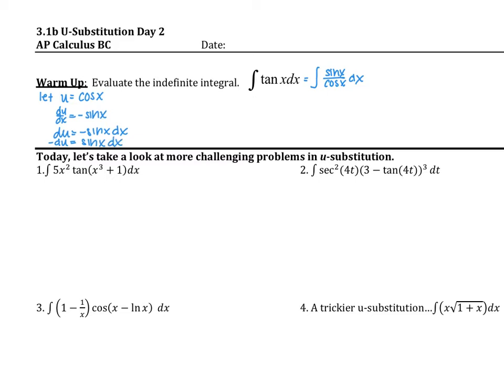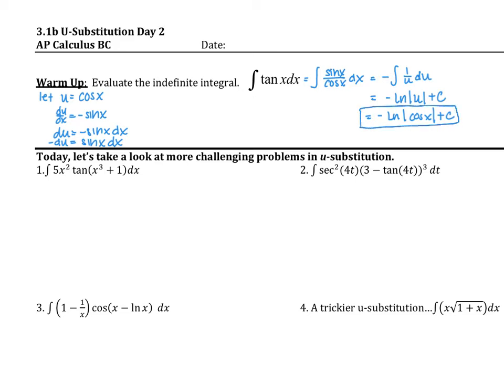Okay, so what we have then, if I rewrite this problem, is negative the integral of 1 over u, du. Well, if you remember from our derivatives, we know that the integral of 1 over u is the natural log of the absolute value of u plus c. So we would have negative natural log of cosine of x plus c. Now, sometimes we don't like to see a negative there, although this answer is not wrong. This is the correct answer.